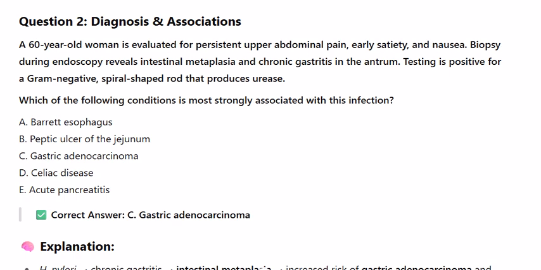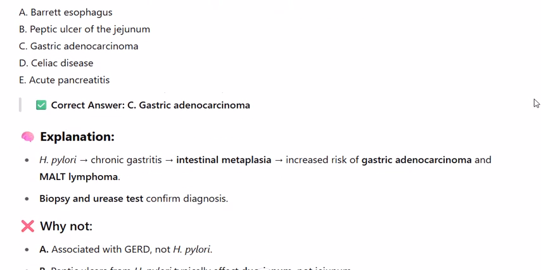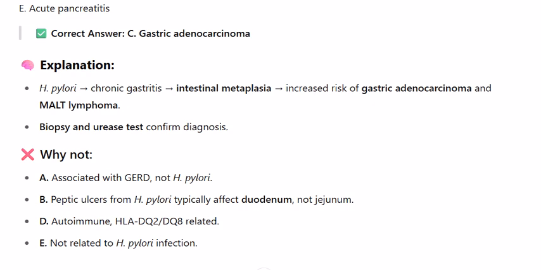A. Barrett esophagus. B. Peptic ulcer of the jejunum. C. Gastric adenocarcinoma. D. Celiac disease. E. Acute pancreatitis. Correct answer: C. Gastric adenocarcinoma. Explanation: H. pylori causes chronic gastritis and intestinal metaplasia, with increased risk of gastric adenocarcinoma and MALT lymphoma. Biopsy and urease tests confirm diagnosis.